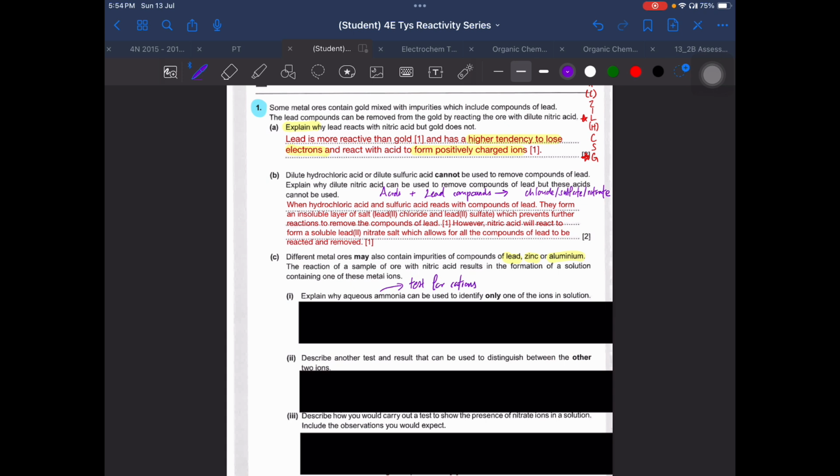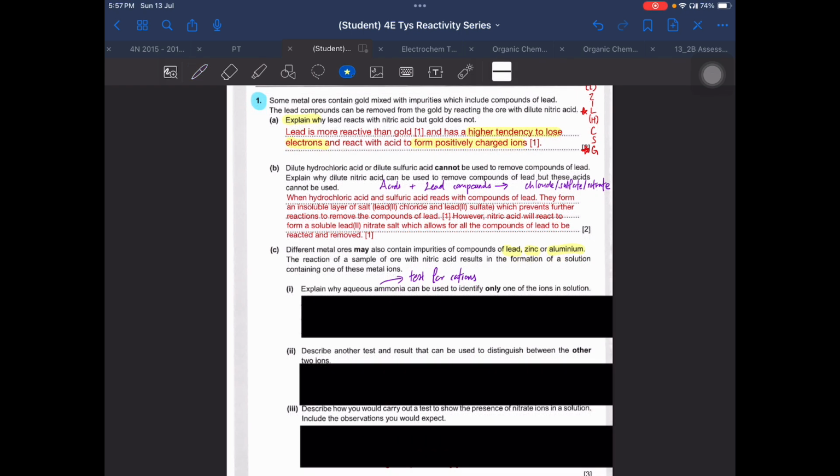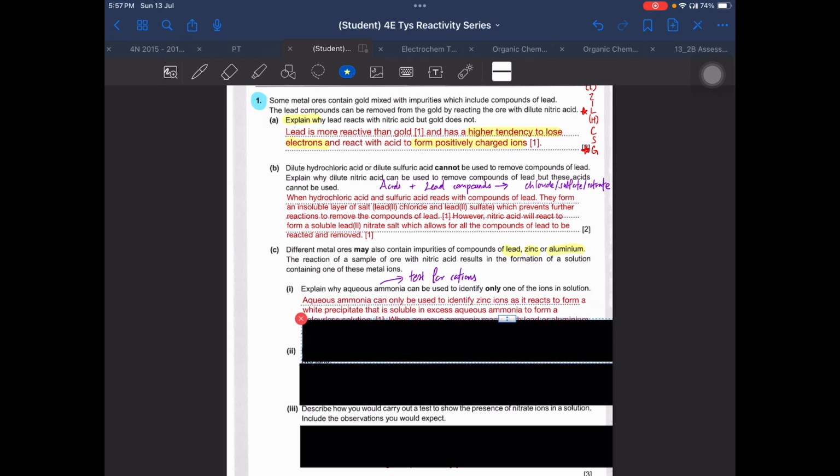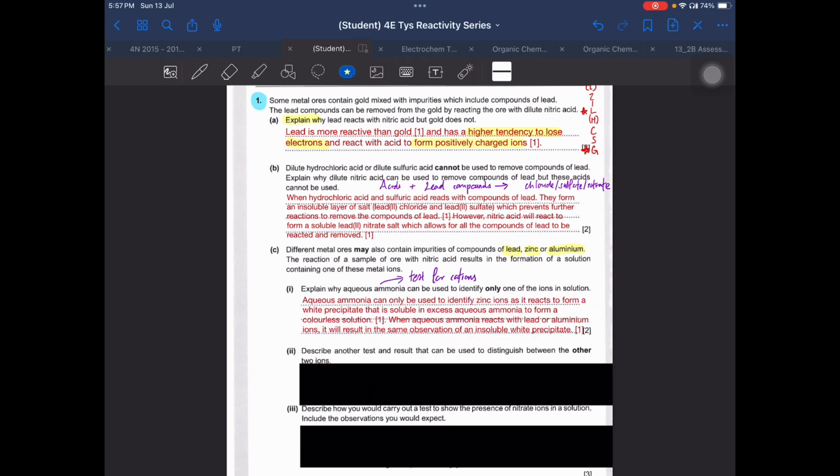I hope you recall that in the chapter on QA, you have learned that lead 2, zinc, as well as aluminum ions can react with aqueous ammonia, and in the process they could form a white precipitate. However, there is a difference between what will happen to the white precipitate if an excess of aqueous ammonia is used. So first, aqueous ammonia can only be used to identify zinc ions, and that's because it will react to form a white precipitate that is soluble in excess aqueous ammonia to form a colorless solution.